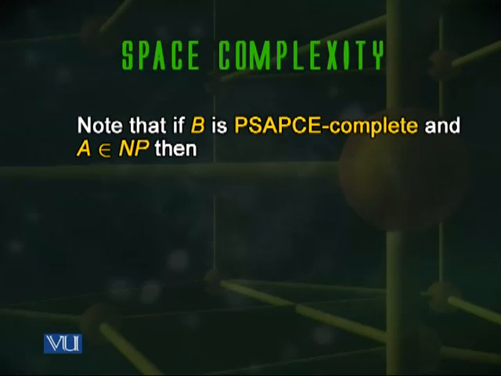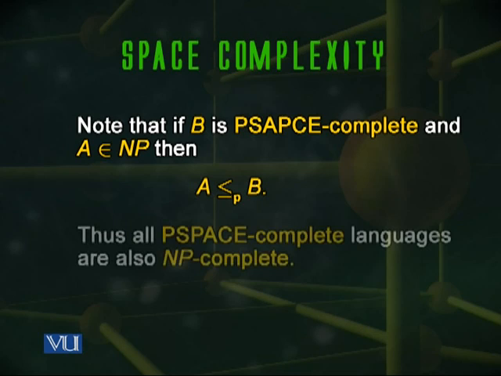Suppose that B is a PSPACE-complete language, and suppose that A is in NP. Then since A is in NP and NP is a subclass of PSPACE, this language A is automatically in PSPACE. Now A is therefore polynomial time reducible to B. Thus, every PSPACE-complete language is going to be NP-hard. So all PSPACE-complete languages are NP-hard. All the problems in NP can be reduced to PSPACE-complete languages in polynomial time.